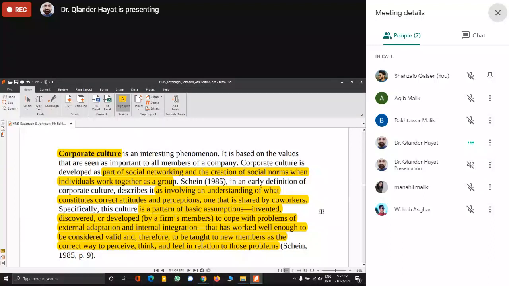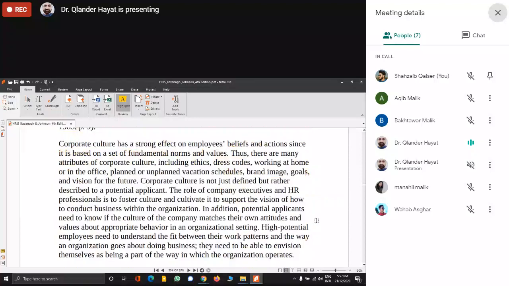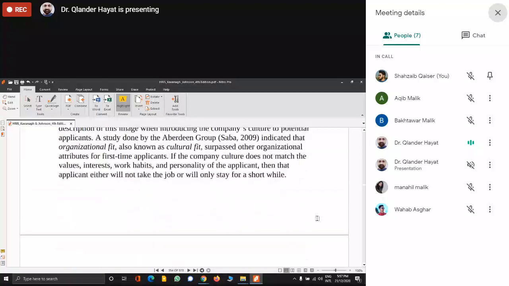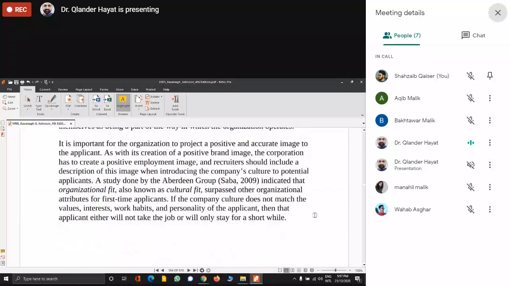in relation to those problems. In simple words, when we talk about corporate culture, according to Geert Hofstede, this is the collective programming of the minds of the people. According to some other authors, corporate culture is the shared norms, values, traditions, customs, and habits of the workers of the organization to cope with organizational problems. So when we talk about talent management, then your culture should also be according to that.